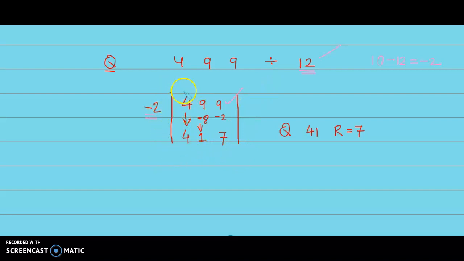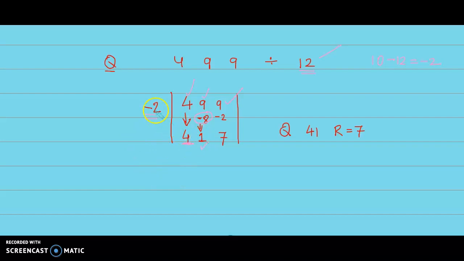Now the first digit is 4. Bring this digit down like this, and the next step is to subtract 4 times minus 2, that is minus 8, from the next digit, that is 9. I repeat, 4 times minus 2 gives you minus 8, and subtracting from 9, 9 minus 8 is 1. Again repeat the same step.